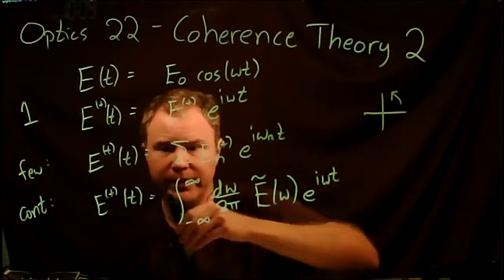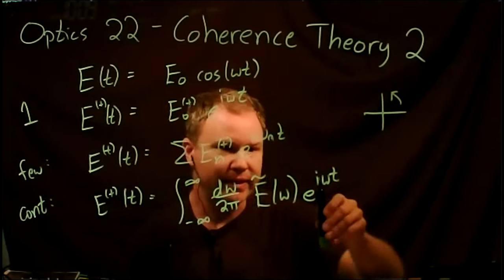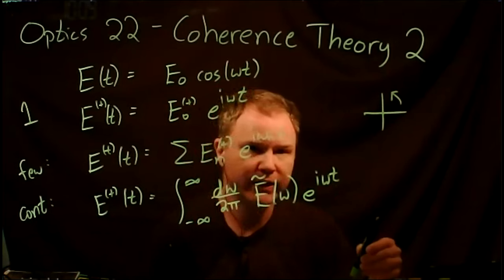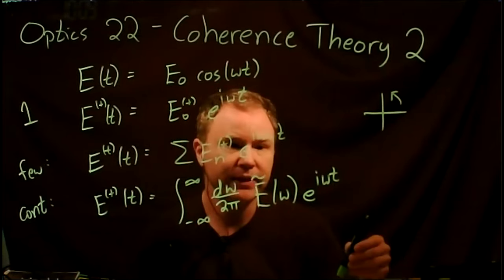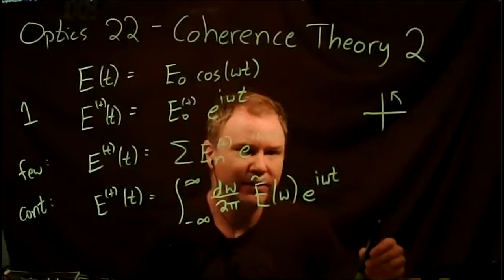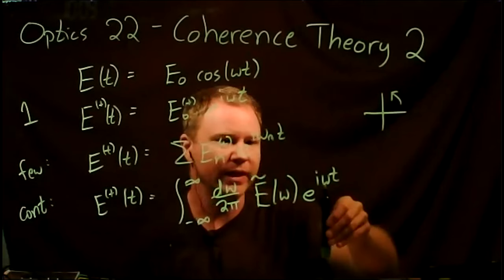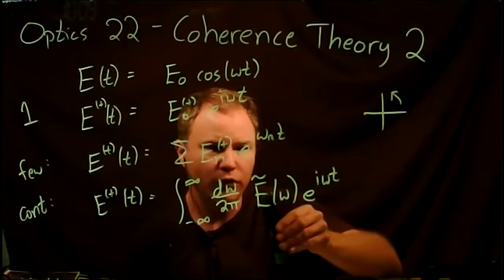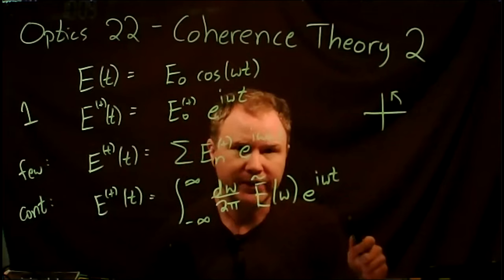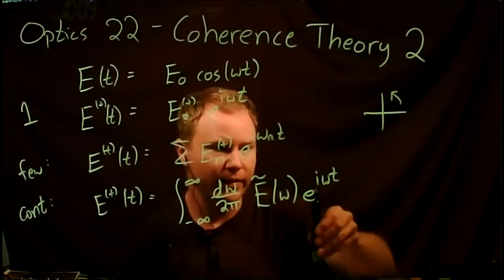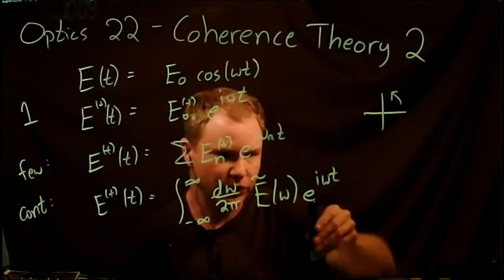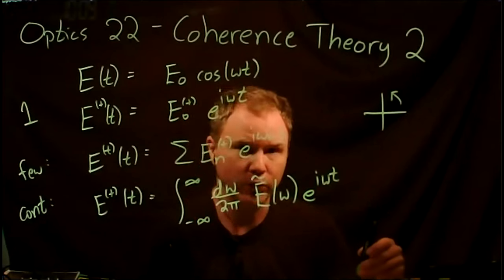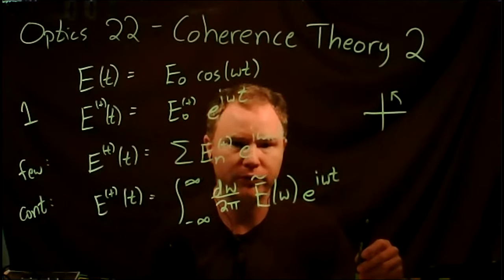But at the end of the day, if you want something that's real, it has to be that the positive frequency components plus the negative equivalent. So when omega is 500 terahertz and omega is negative 500 terahertz for light, these coefficients have to be complex conjugates of each other, so that the real parts add up to sines and cosines, and there's no imaginary part left over.